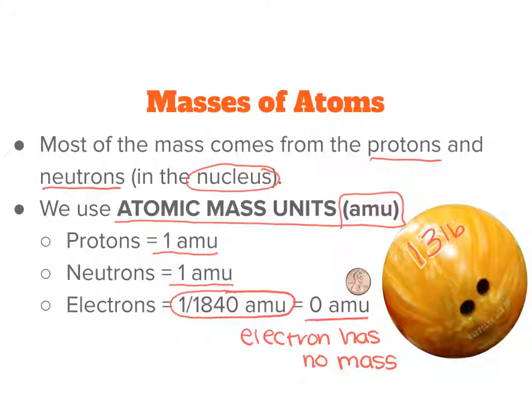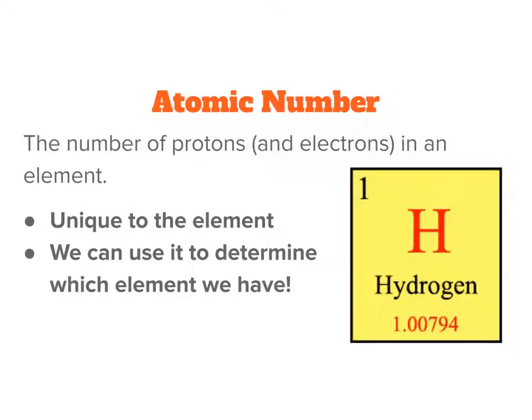Okay, so remember, our goal is to be able to figure out how many protons, how many neutrons, and how many electrons. So we're going to be doing a little calculating. Go ahead and write this slide down in your atomic number spot of your Cornell notes, and then push play again.